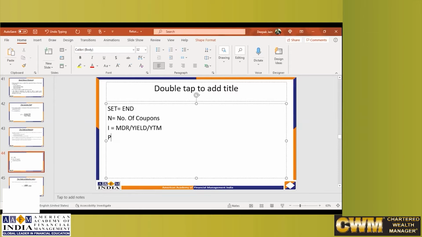Then we come to PV. PV in case of bonds is the price of the bond. PMT is equal to coupon amount. The annual payment or the periodic payment which you get in a bond is called PMT. In case of bond, it will be the coupon amount, which is nothing but equal to coupon rate into face value.